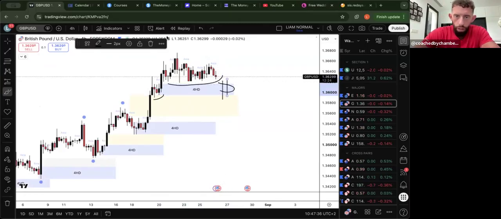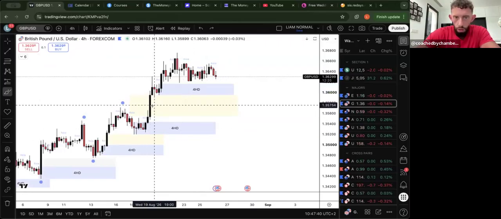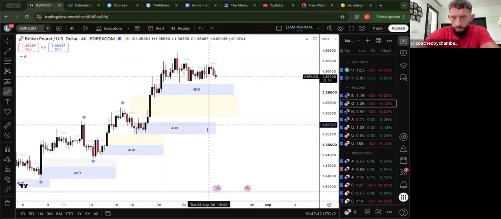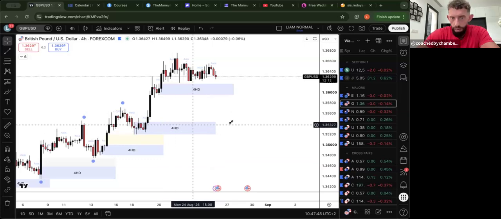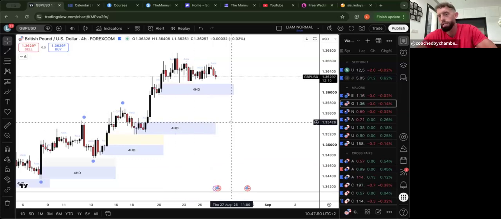So you have to understand that if the market decides to go lower, we have imbalance, we have liquidity, and we also have demand areas to potentially come in and fill in. Let me just get rid of this imbalance. Demand areas below, which we could potentially come in and tap into. So yeah, hopefully that makes sense.